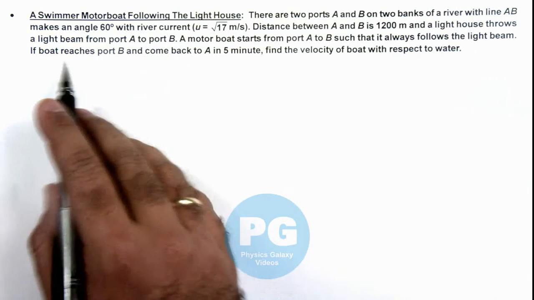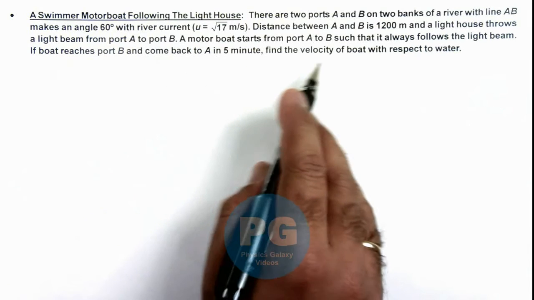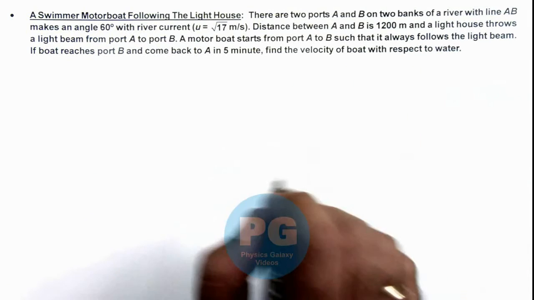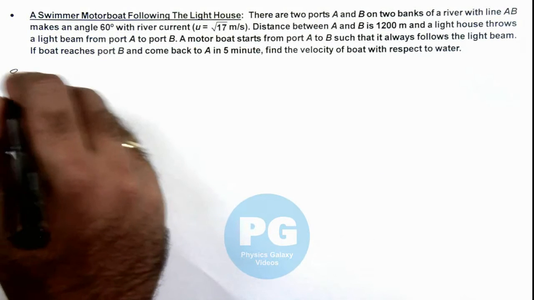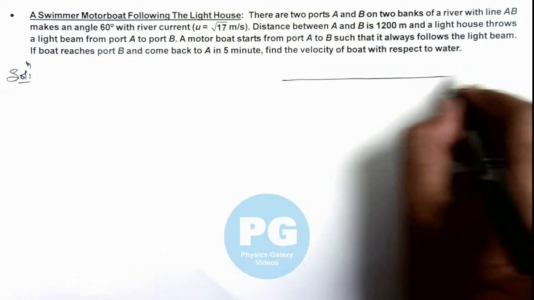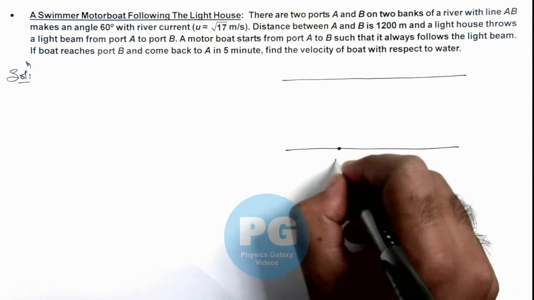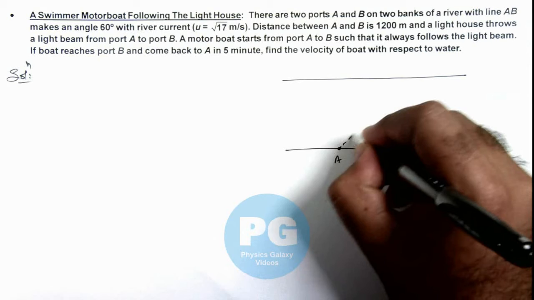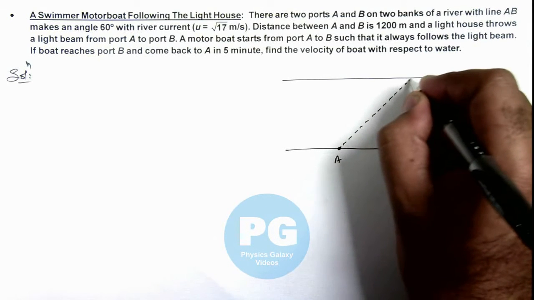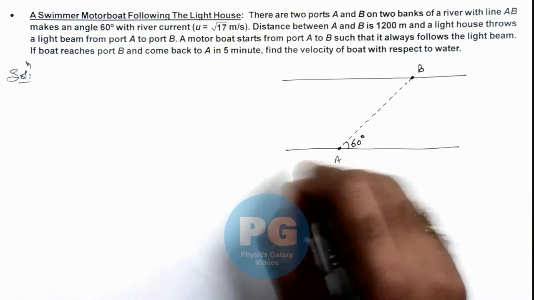If the boat reaches B and comes back to A in 5 minutes, we are required to find the velocity of the boat with respect to water. Let's first draw the situation and analyze it carefully. So if this is the river, from point A, a light beam is thrown to another port B, which is at an angle of 60 degrees with the river current.